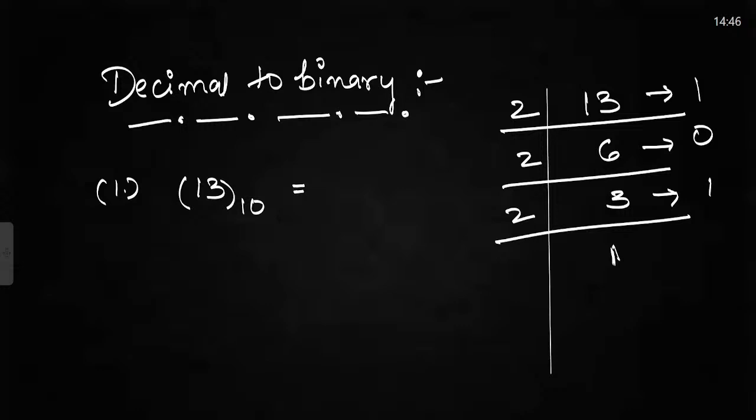So right here, we need to write from bottom to top. My binary number is 1101 base 2. So I can write this 13 as 1101 in binary number system. So that is how you will convert a decimal number into binary. That is, here we are learning decimal to binary. Now let us try to understand another example.